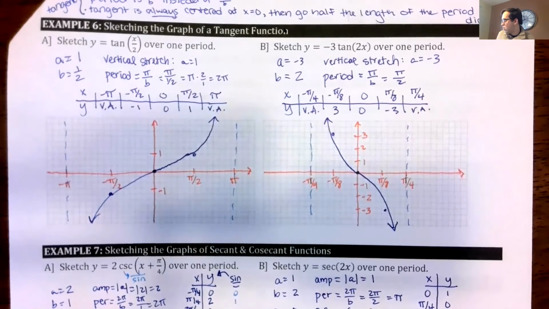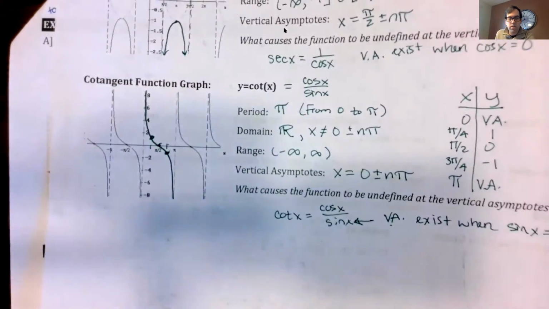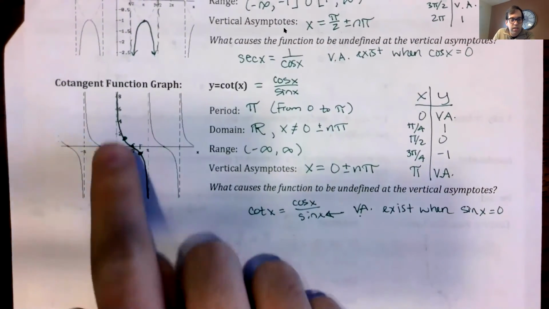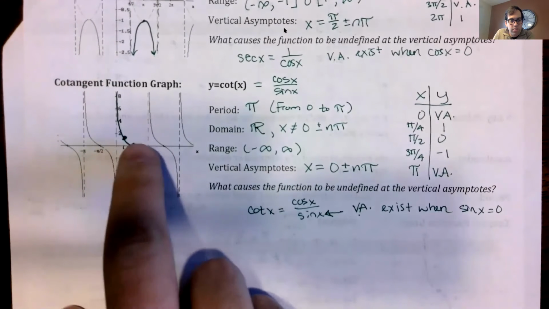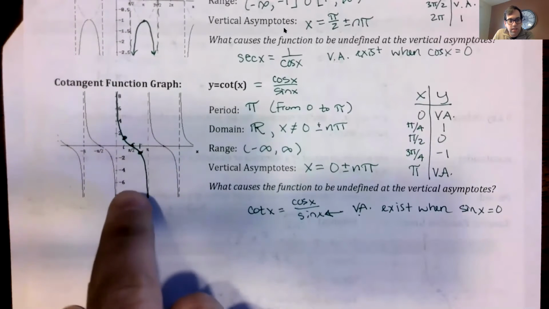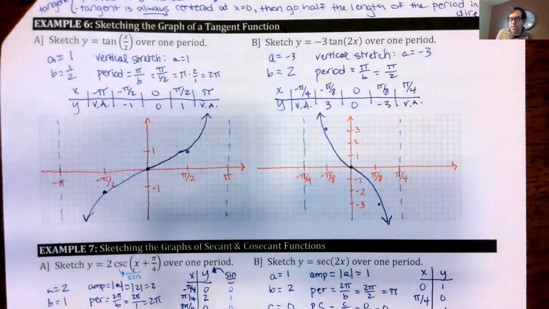Next up, we're going to look at cotangent. So just to give you a reminder, cotangent looks pretty similar to tangent, but it decreases the whole time instead of increasing. And one period's from 0 to pi. So it's slightly different there. And let me show you the Desmos version. And once again, we'll see how this transforms.